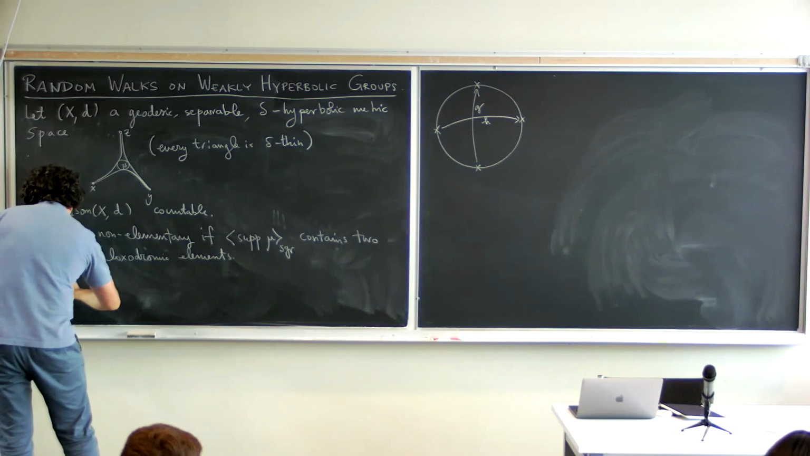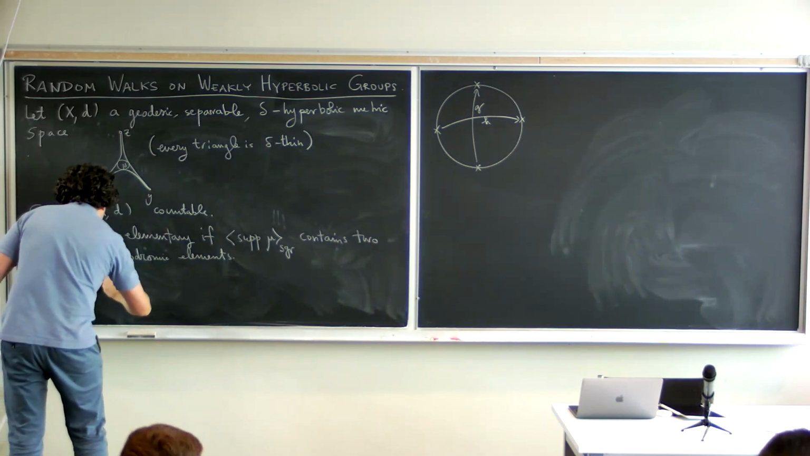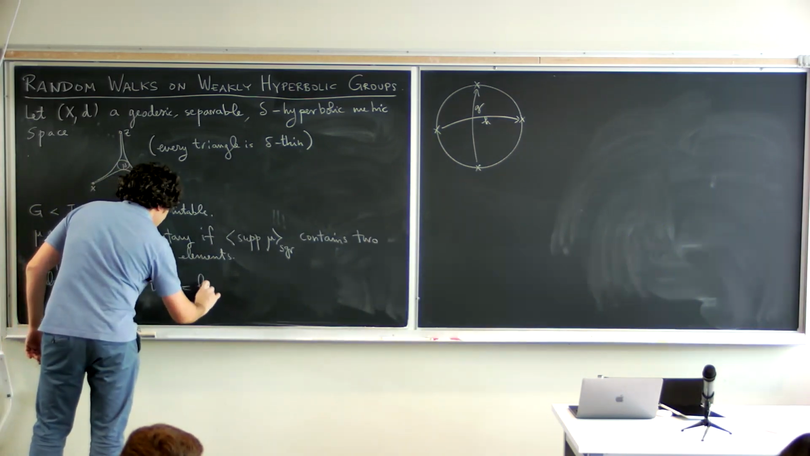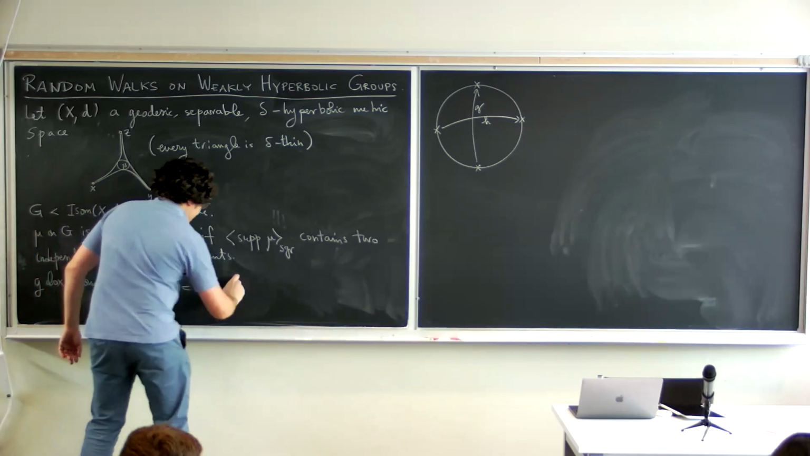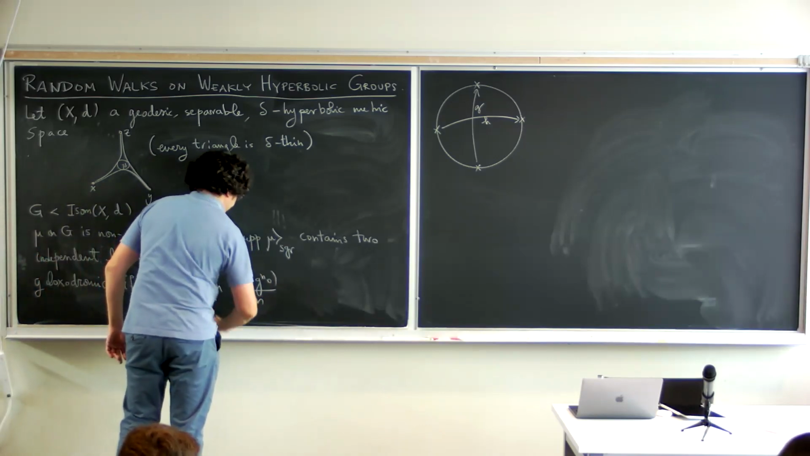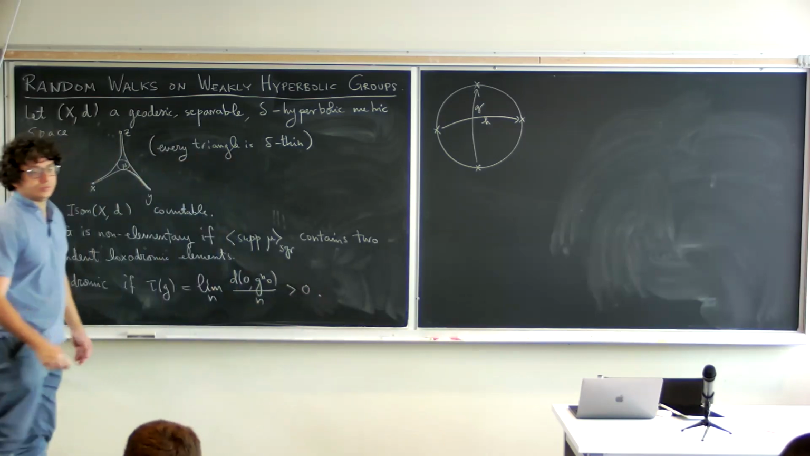Again, G is loxodromic if the translation length, tau of G, which is the limit as n goes to infinity of d(O, G^n O) divided by n, is positive.